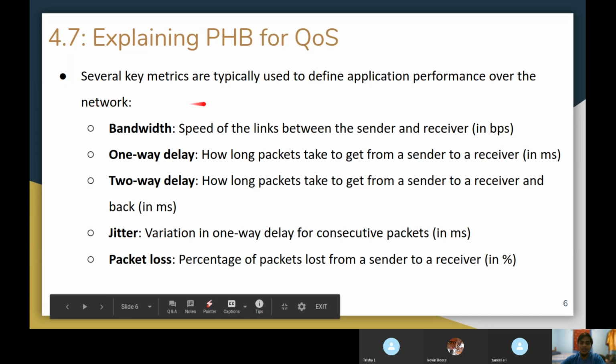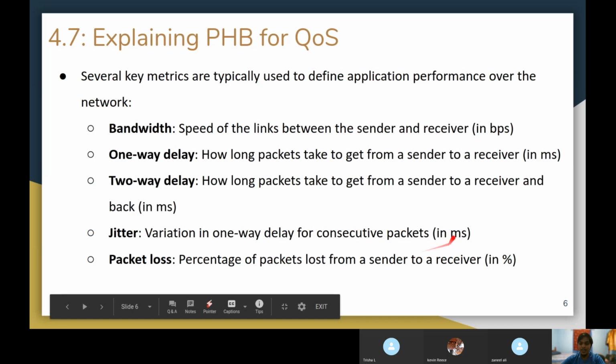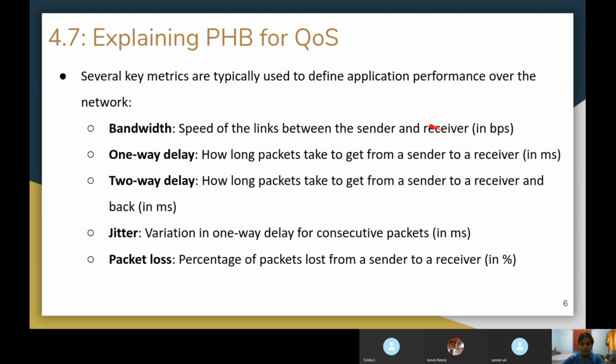So several key metrics are typically used to define application performance over the network. Bandwidth, which is the speed of the links between the sender and receiver, usually in bits per second or megabits per second or gigabits per second. One-way delay, which is how long packets take to get from a sender to a receiver, measured in milliseconds. Two-way delay, which is how long packets take to get from a sender to a receiver and then come back in milliseconds. Jitter, which is a variation in one-way delay for consecutive packets in milliseconds, and then packet loss, which is a percentage of packets lost from a sender to a receiver. So these units, you can change them, but these are the usual base units for these things.